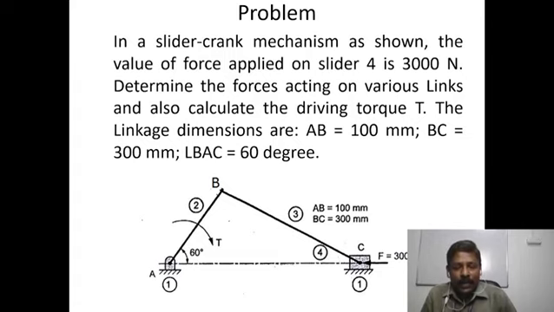In this slider crank mechanism there are totally four links. First one is a fixed link, second one is the crank, third one is the connecting rod, and fourth one is the slider.